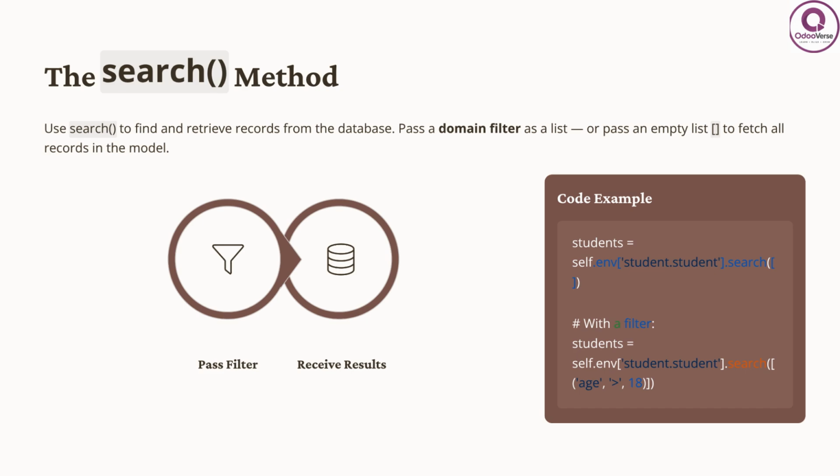Now let's move to the search method. Search is used to find records from the database. If we pass an empty list to search, then Odoo returns all records. We can also apply filters, for example, age greater than 18. This allows us to fetch only specific records matching certain conditions. Search is one of the most commonly used ORM methods in real projects.